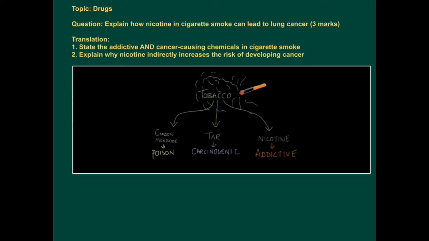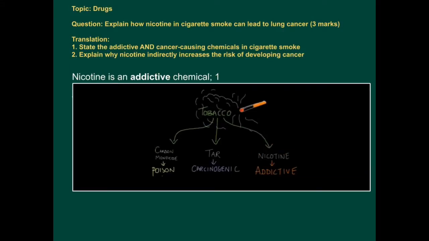This exam application tutorial is on the topic of drugs. The question for 3 marks is explain how nicotine in cigarette smoke can lead to lung cancer. What this is asking you to do is state the addictive and cancer-causing chemicals in cigarette smoke and explain why nicotine indirectly increases the risk of developing cancer. So nicotine doesn't itself increase the risk of cancer, but indirectly it does.